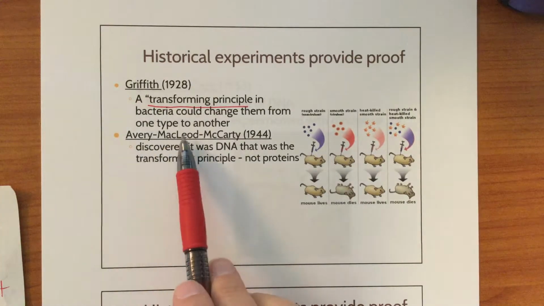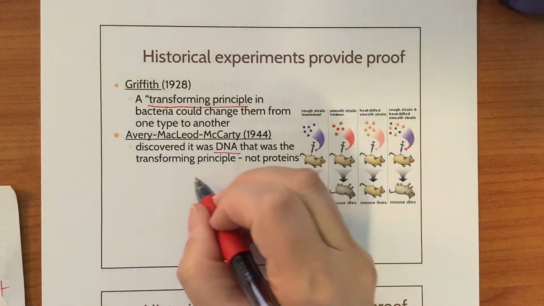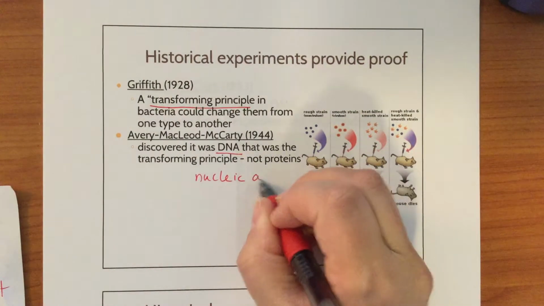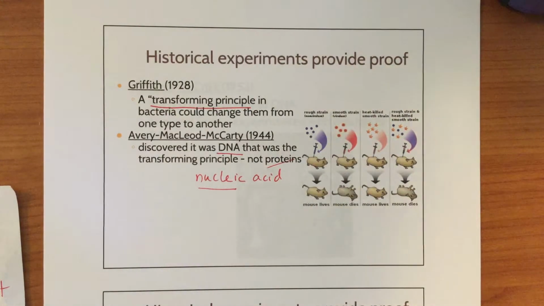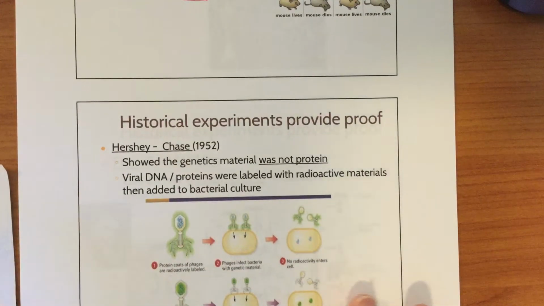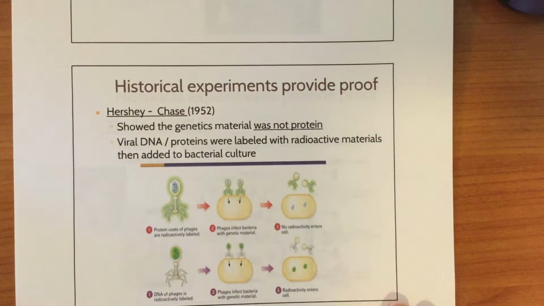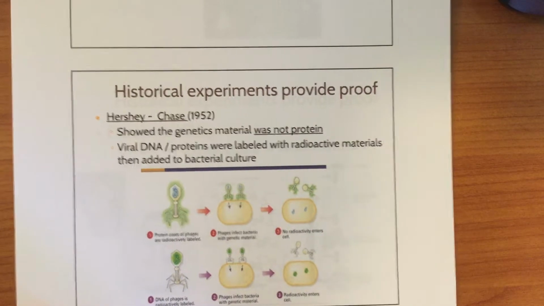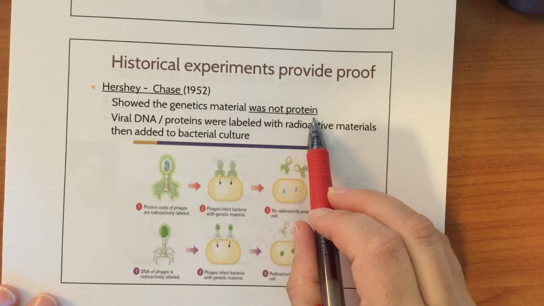Then there was another group called Avery, McLeod, McCarty in 1944, and they were the ones that discovered that it was in fact something called a nucleic acid. Now, of course, we call it DNA, but it was a nucleic acid, meaning it was found in the nucleus, and it was in fact not a protein. Before, it was really thought that the transforming stuff that we pass from one cell to another is protein, but these two experiments confirmed that probably was not the case. Then another experiment came along in 1952, the Hershey-Chase experiment, which really solidified this idea. Hershey and Chase used viruses to support this hypothesis. Once again, they showed more evidence to support that this genetic material was not in fact a protein.